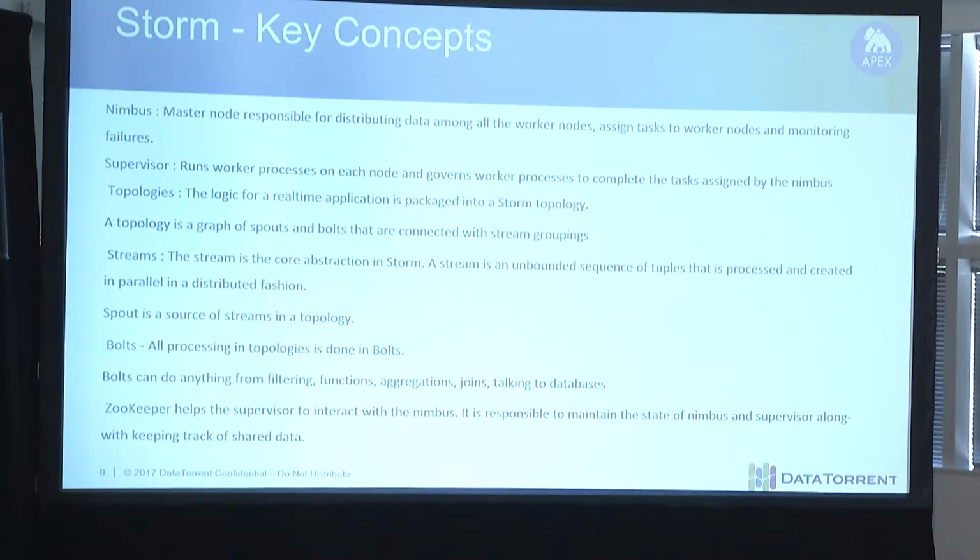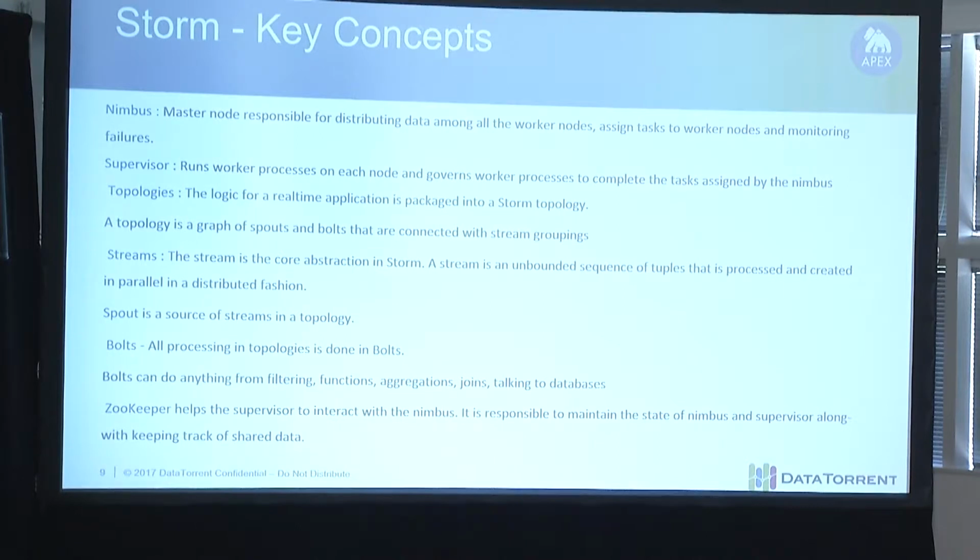Topologies are the logic in which you express your directed acyclic graph in Storm. A Storm topology consists of spouts and bolts that are connected with stream groupings. A stream is basically the core abstraction in Storm. This maps one-to-one with the stream abstraction in Apex. A stream is essentially an unbounded sequence of tuples that is processed and created in a parallel distributed fashion. A spout is a special construct in Storm, which is basically an input adapter in Apex. It's supposed to read some data from an external source. A bolt is, again, just a unit of processing.